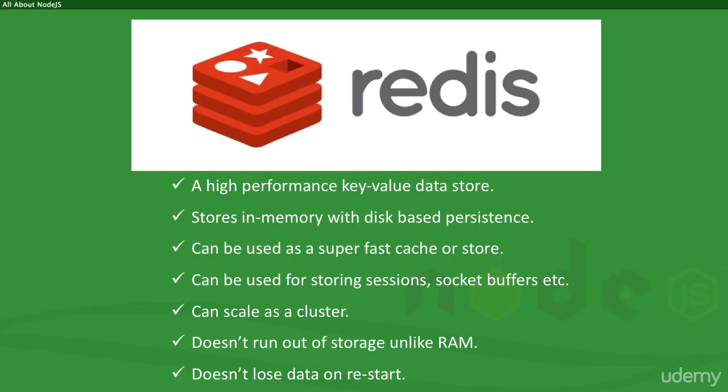Since it offers the best of disk with the speed of in-memory transactions, it is most suited as a cache and for storing sessions and to use with SocketIO as an adapter interface. Unlike RAM, you don't run out of storage and you don't lose data if the server restarts because Redis takes snapshots of data that it holds in memory on disk, thereby ensuring persistence.